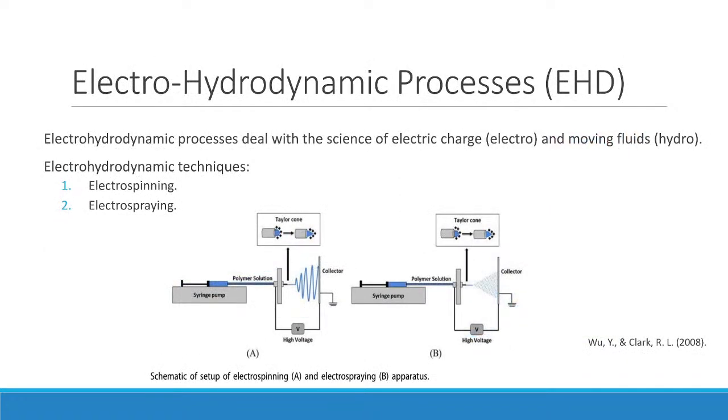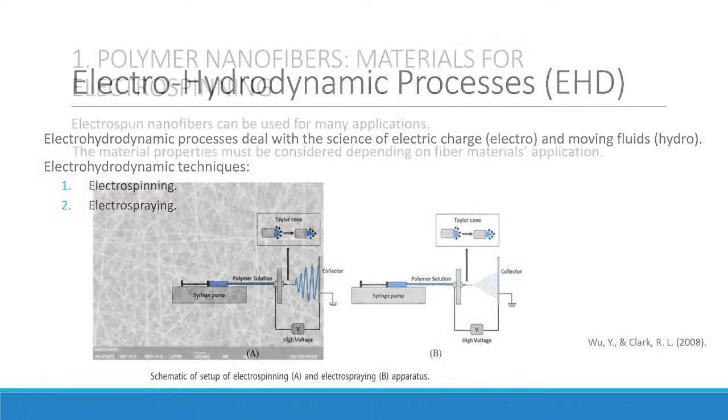basic industries. So moving on, the electrohydrodynamic process. Electrospinning and electrospraying are forms of electrohydrodynamic process. To simplify, it is basically the study of charged particles moving in fluid form. It is a way to fabricate nanoparticles or nanofibers. Our machines are capable of both of these, so we can move on to the next slide.